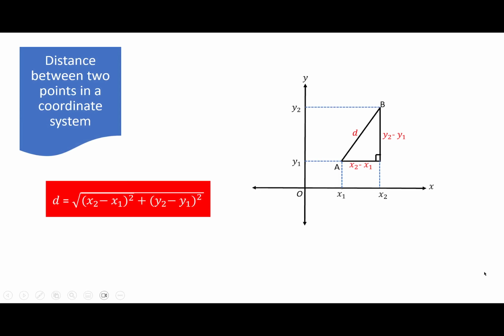If we have 2 points, A and B, and we want to find the distance between them, A is (x1, y1), B is (x2, y2). You notice from here to here is x2 minus x1. From here to here is y2 minus y1. Then you apply the Pythagorean Theorem, and the distance is the square root of (x2 minus x1) squared plus (y2 minus y1) squared.